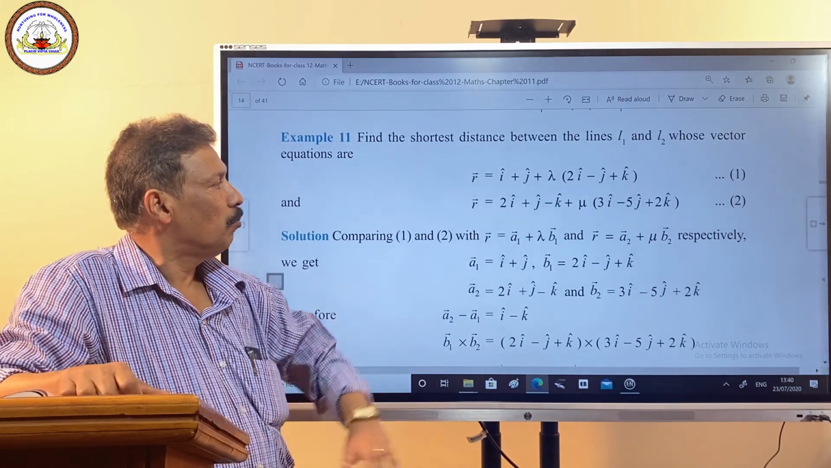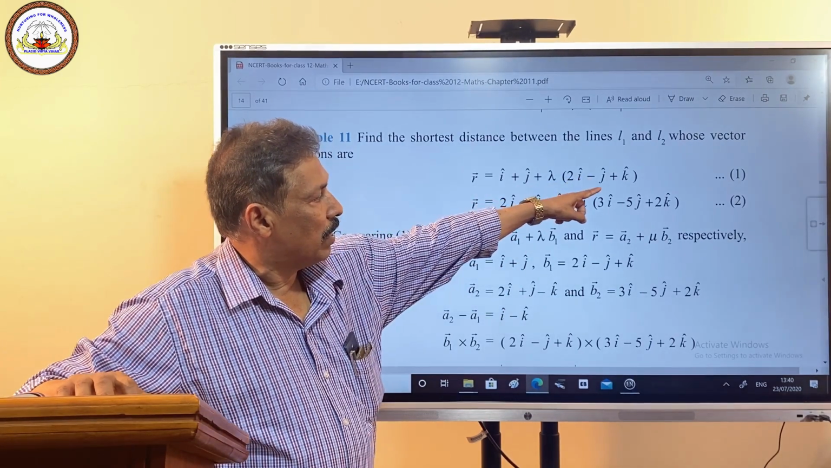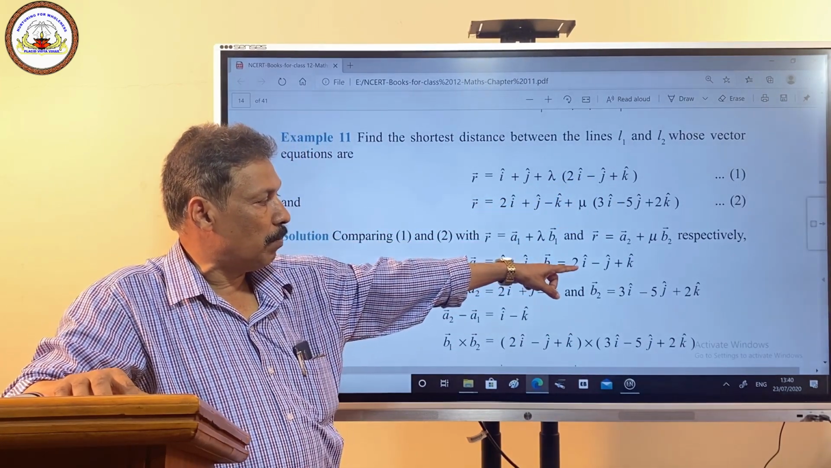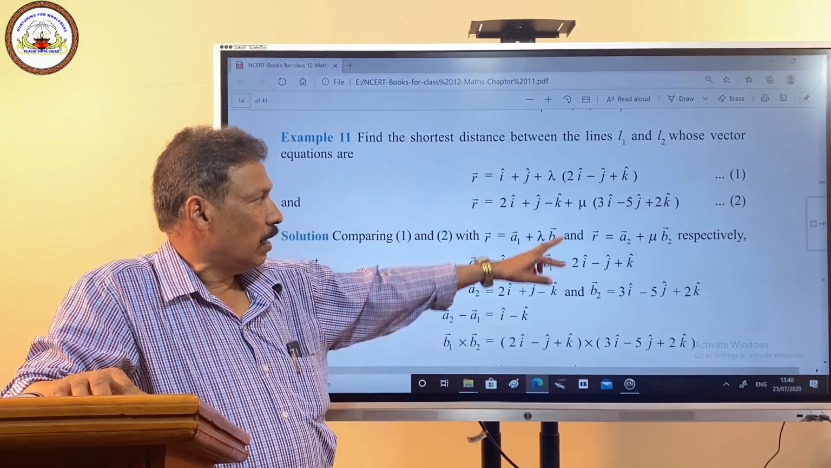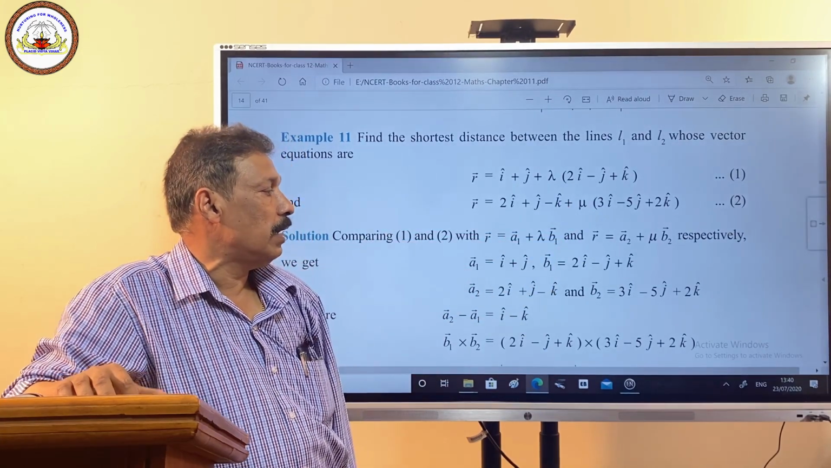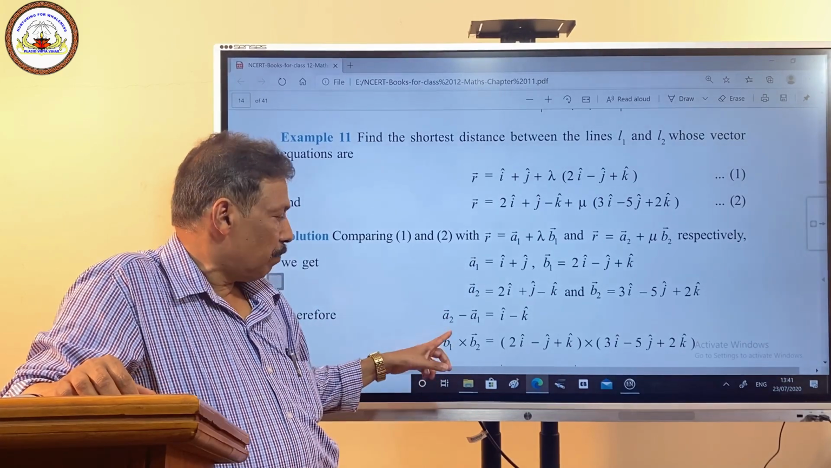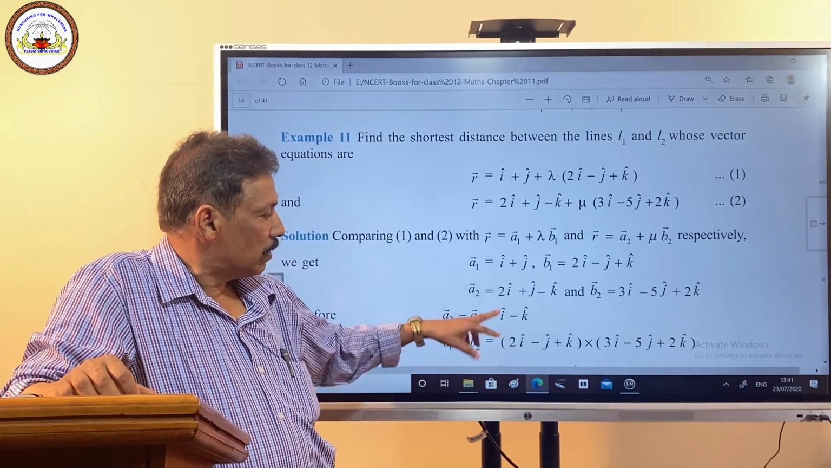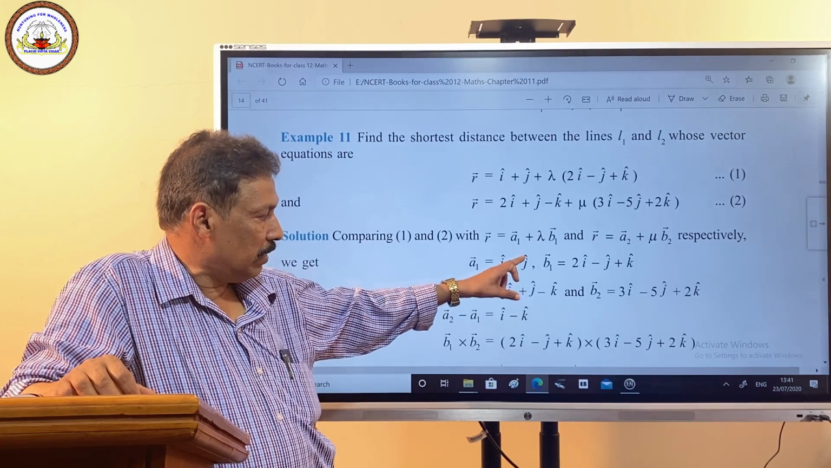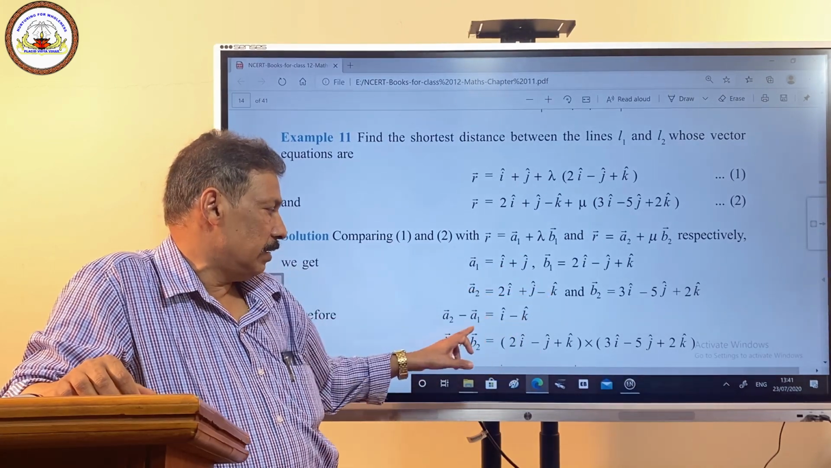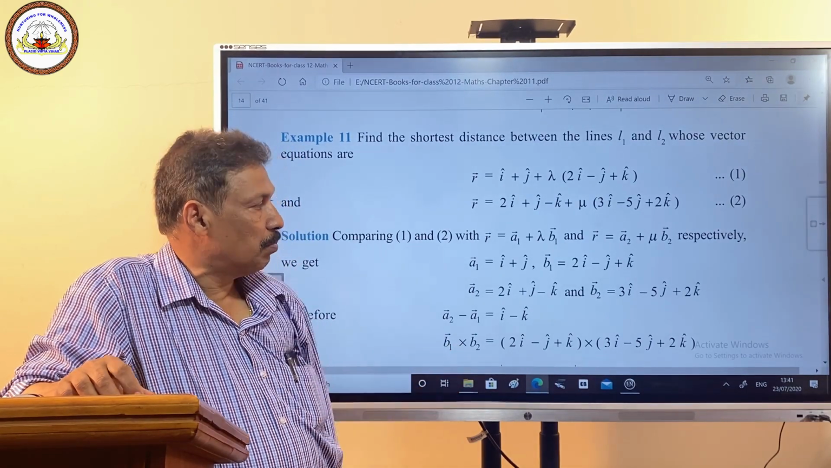Then A1 equals I plus J. B1 bar equals 2I minus J plus K. And for the second line, A2 is 2I plus J minus K and B2 bar equals 3I plus 5J plus 2K. For applying our formula, first we find A2 minus A1, subtracting A1 from A2, that is 2I minus I, that is I, J minus J is 0, then minus K. That is A2 minus A1. Then second, we have to derive B1 cross B2.